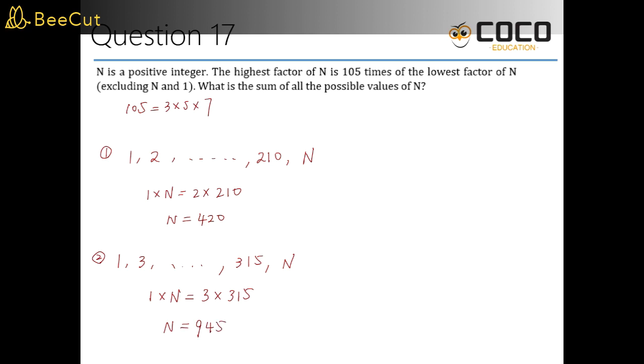Then there will only be two answers, because for the next one, if the second smallest is 4, that's not possible, because we already know that 3 is a factor of n, so that's smaller than 4. Okay? So there are only two cases. Then we add the numbers together, 420 plus 945. The answer is 1365.